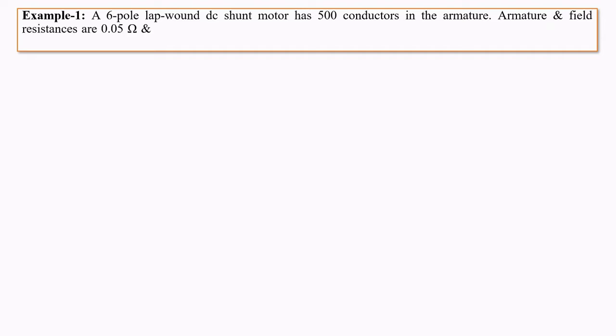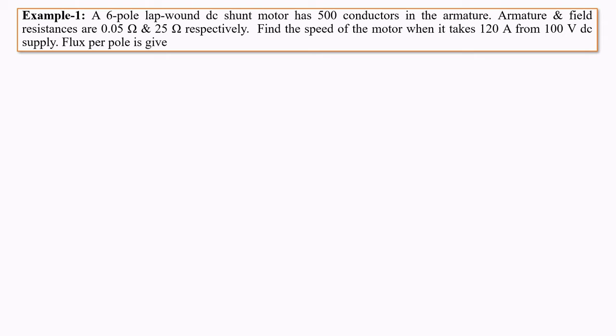A 6-pole lap-connected DC shunt motor has 500 conductors in the armature. Armature and field winding resistances are 0.05 ohms and 25 ohms respectively. Find the speed of the motor when it takes 120 ampere from a 100 volt DC supply, where the flux per pole is 20 milliweber. So let's see the solution.